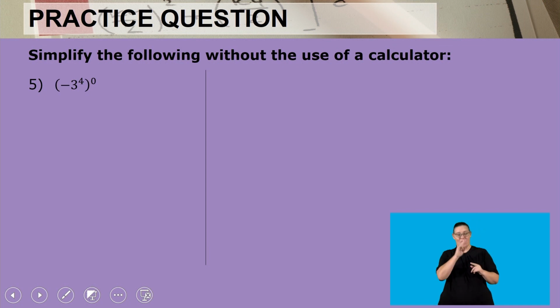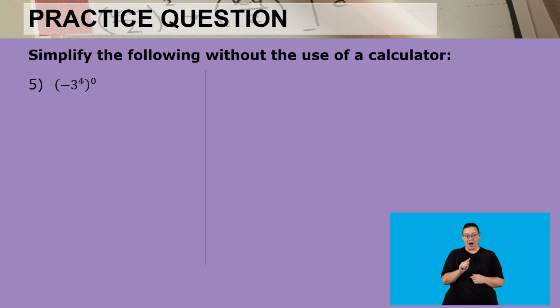Then let us look at number 5. Now, number 5 is a power that is raised to an exponent. So remember, using the different laws of exponents that you have learned, you can use any one of these to work out these expressions as long as you use them correctly. So now we have a -3 exponent 4, and this power is raised to an exponent 0.